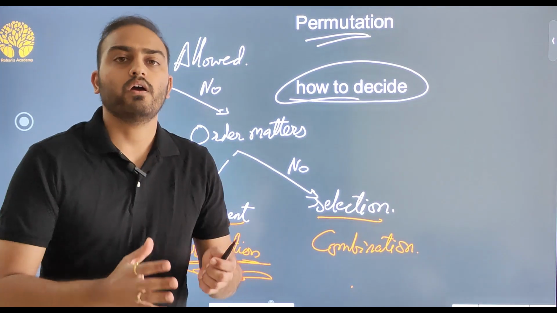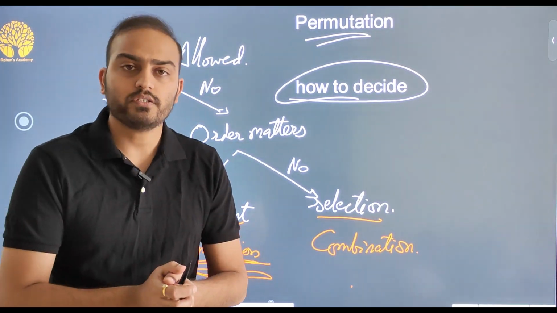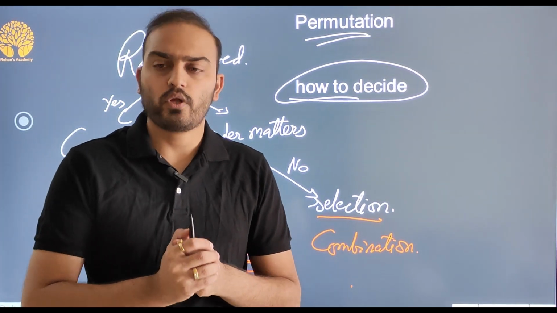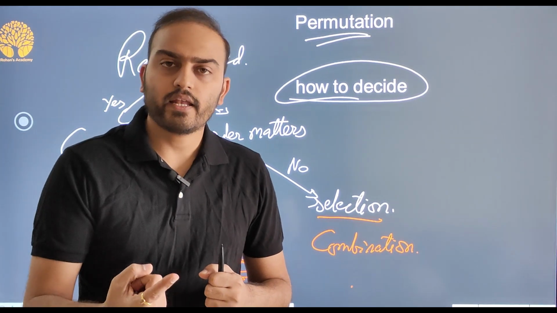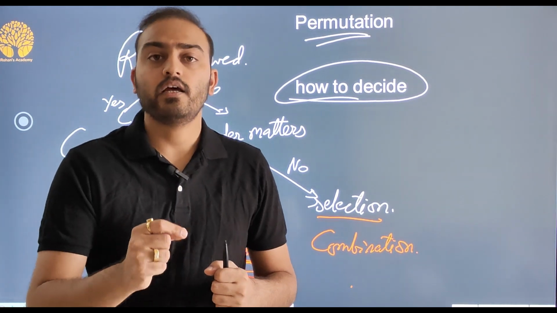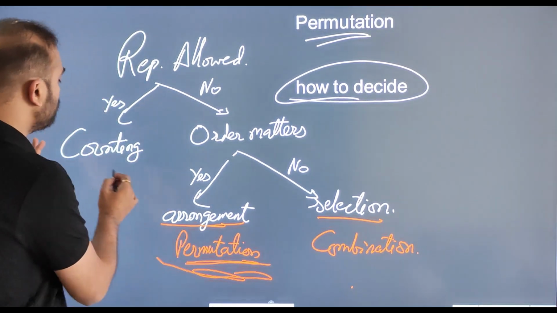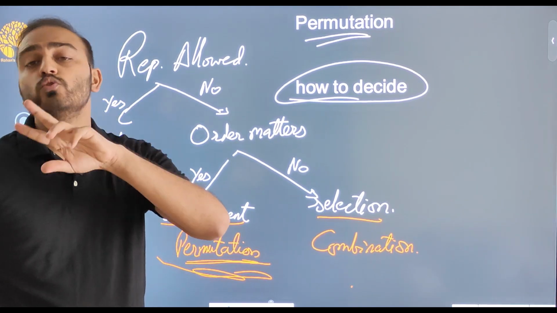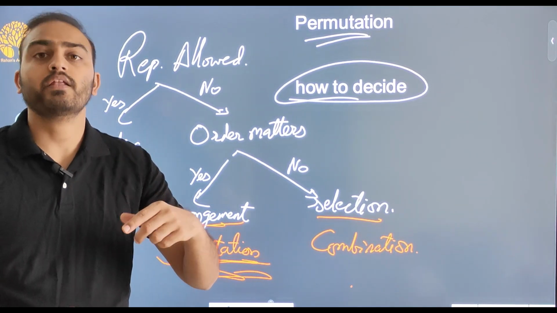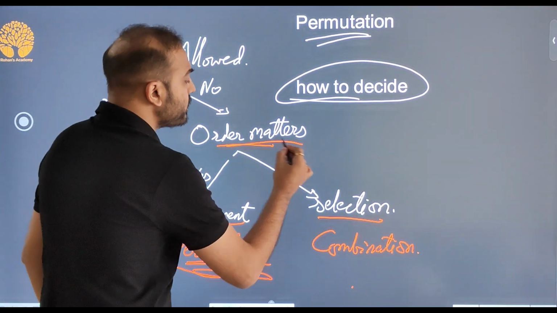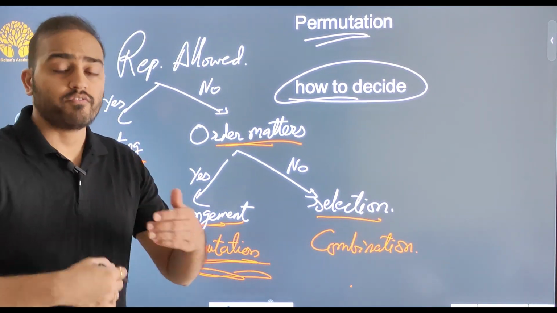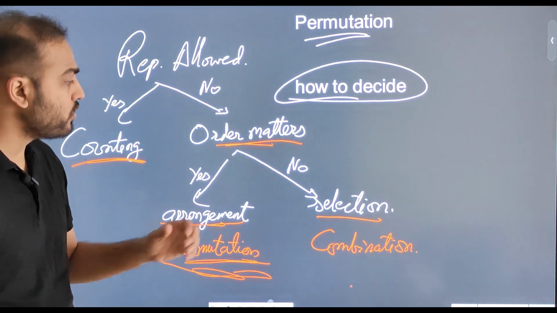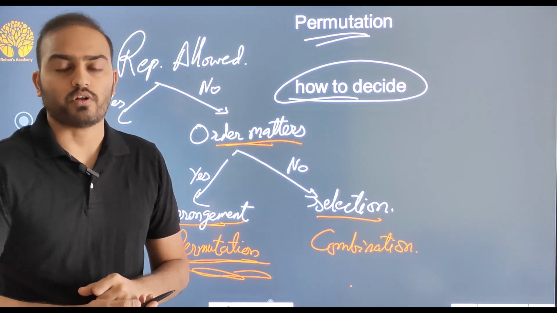So remember, how do we decide when to use permutation? Read the question, understand it completely, talk to yourself and think, can the same value repeat again and again? If the answer is yes, then you will use counting. If the answer is no, then I have to use either permutation or combination. Then ask yourself, does the order in which things happen matter? If yes, you will use permutation to solve. If no, you will use combination to solve.